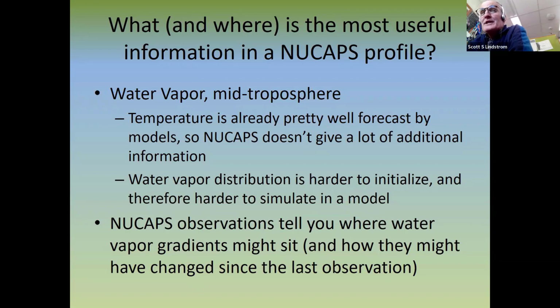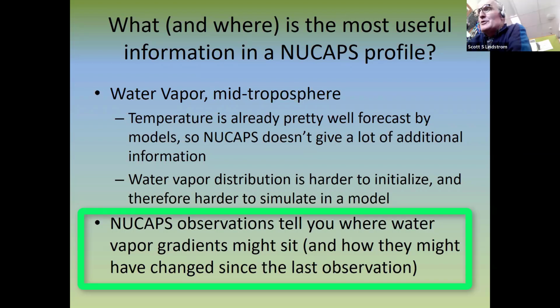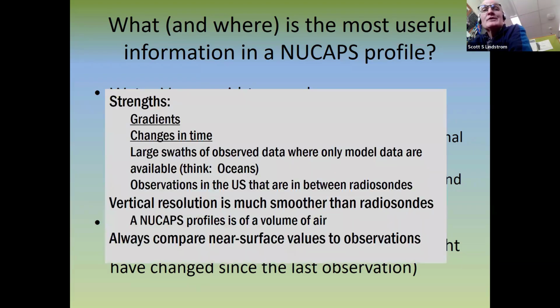What kind of information is most useful from a NUCAPS profile? Mostly it's water vapor in the mid-troposphere. You do not get a lot of added information about temperature, mostly because temperature is pretty well forecast. But the water vapor distribution is much harder to initialize and move forward in a model successfully. The water vapor data from NUCAPS is going to give you added information that can be useful. So here's just a list of the strengths, the gradients, how things are changing in time. NUCAPS also gives you great information out over data voids, such as oceans.